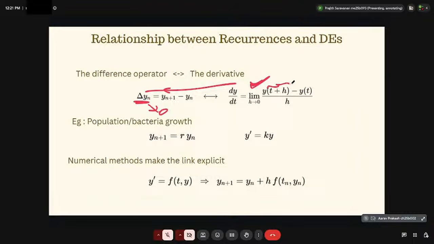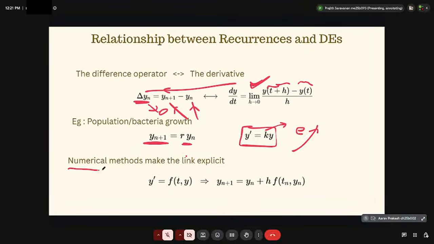y of t plus h minus y of t corresponds to n plus 1 and n. That is the direct correlation. For example, in physical scenarios like population or bacteria growth, the next iteration will be r multiplied by the previous iteration. That is your recurrence format. In a differential format, you can write it like this. The solution of this will, of course, be in e to the power format. That is an exponential increase, and this increase is a geometric progression.